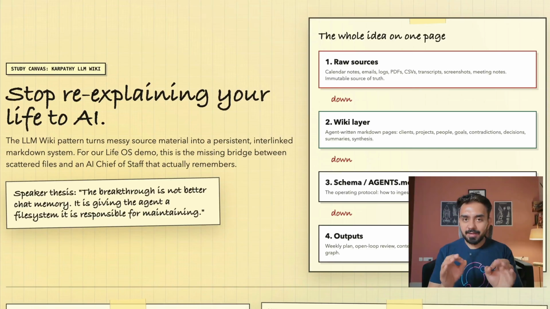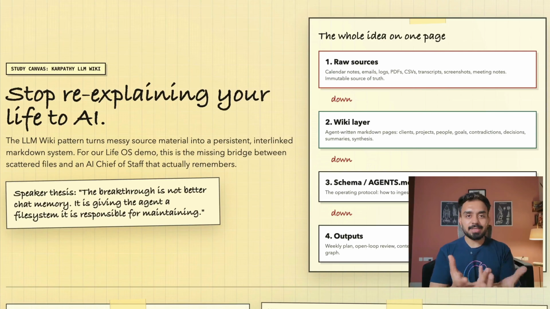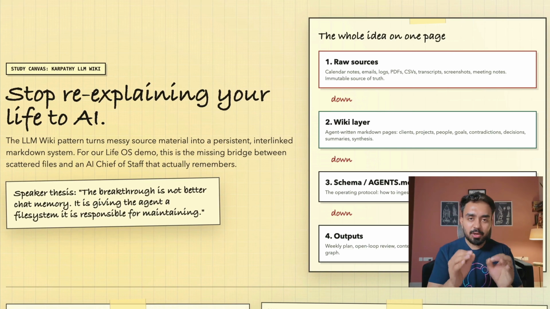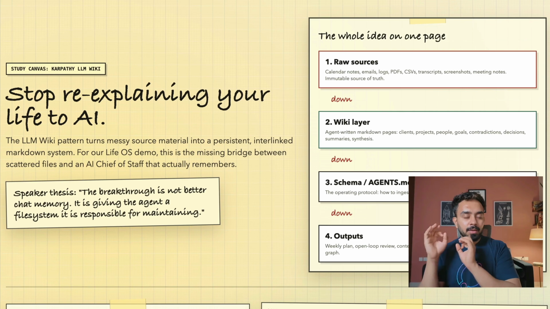All right, so now let's try to understand Karpathy's LLM Wiki, how it works and how it is structured. We are essentially asking AI to maintain a wiki between us and the raw files that we collect in life and business. These raw files are basically screenshots, meeting notes, calendar invites, projects we are working on. And this raw folder is going to stay untouched. This is the actual source of truth. We will continue to upload or ingest new files into this raw folder. The brain will automatically get updated by AI.